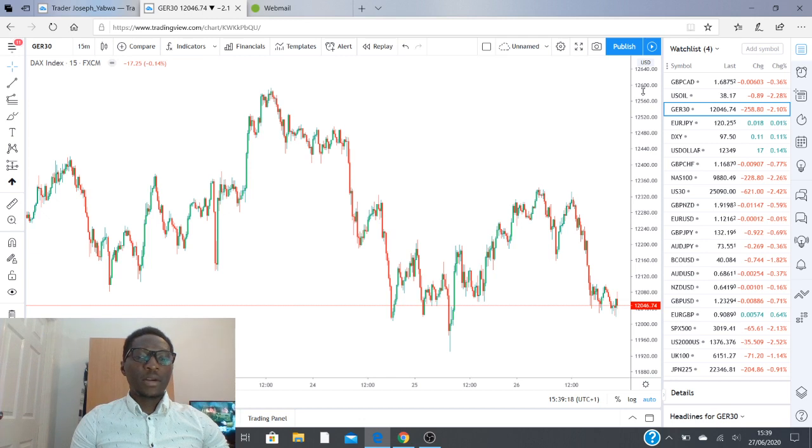So as you can see, I'm going to be doing a tutorial video on an advanced pattern, and that advanced pattern is the butterfly pattern. So far I've already done 3 tutorials on advanced patterns. I think the Gartley pattern, the cipher pattern, and the bat pattern.